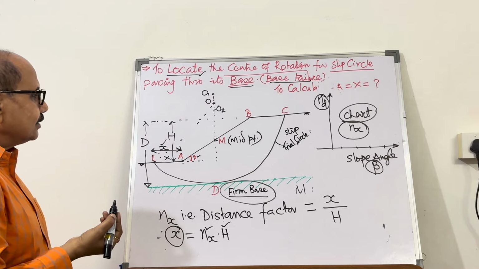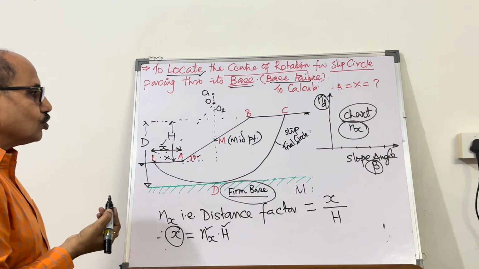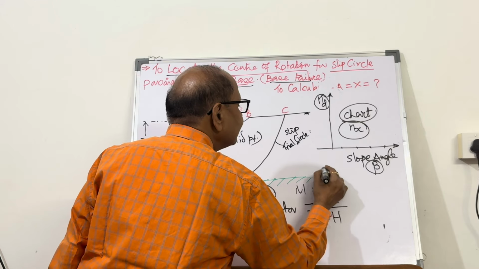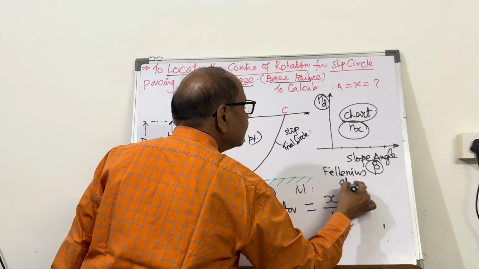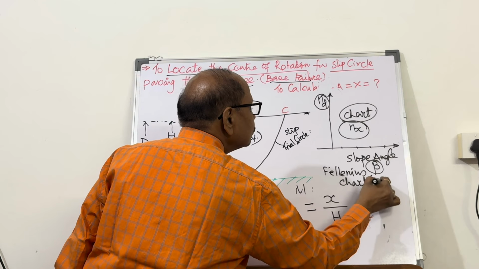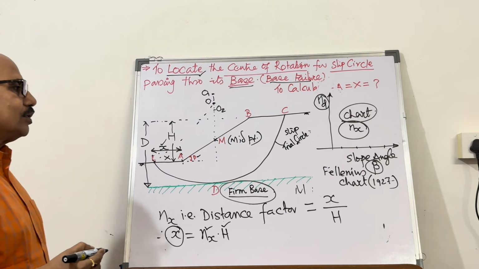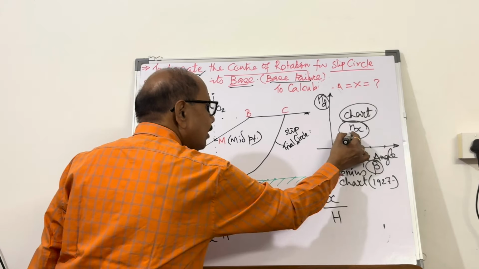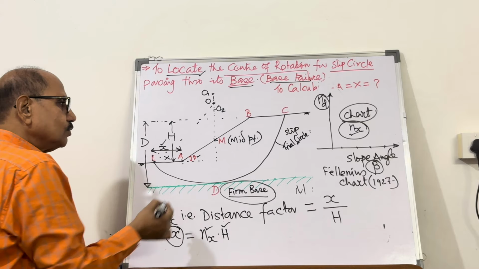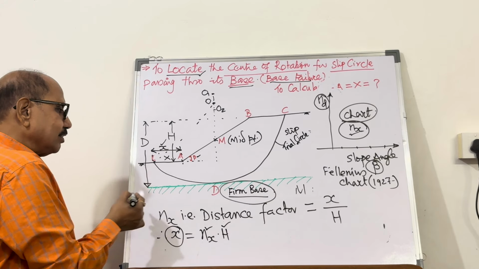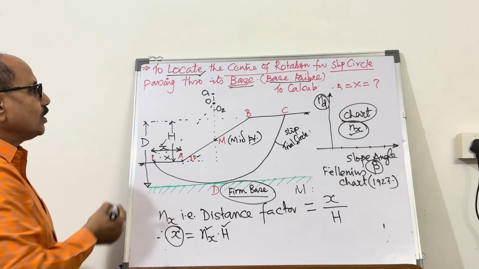So here the importance is how to make use of the chart given by Fellenius. Fellenius chart of 1927 is of great use, very important, because it gives you the distance factor, and once you know the distance factor, height being known to you, you can calculate the value of x, and therefore you can locate the center of rotation.